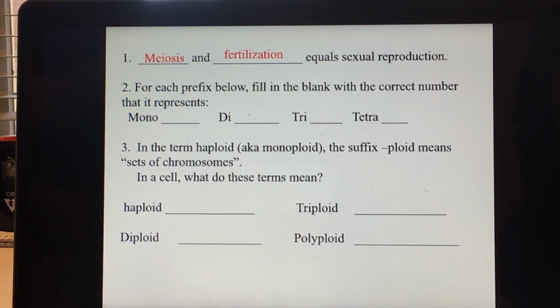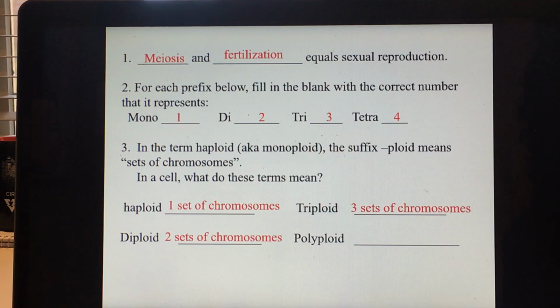Let's review our prefixes. Mono means 1, di means 2, tri means 3, and tetra means 4. The term haploid refers to having 1 of each type of chromosome. So you do not have homologous pairs in a haploid cell. If you had a triploid cell, you would have 3 sets of chromosomes. A diploid cell would have 2 sets of chromosomes, and a polyploid cell would have many sets of chromosomes. There are plants that survive completely fine with polyploid nuclei.